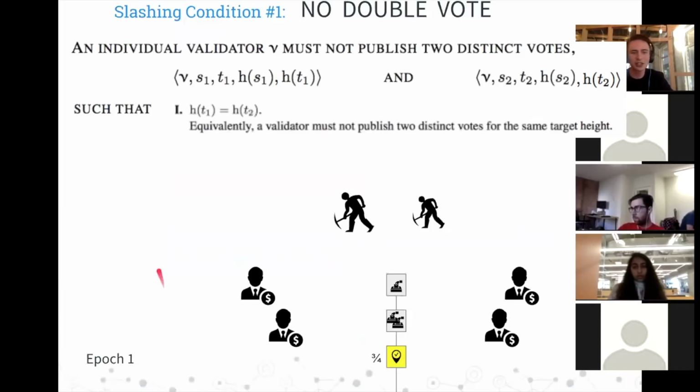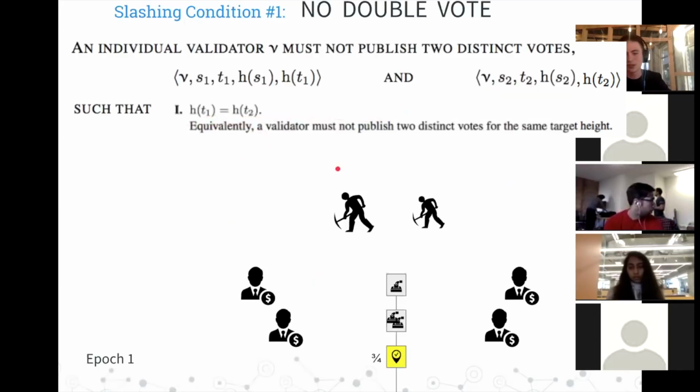So, no double vote. This is our first slashing condition. This is kind of copied straight from the paper. Basically, it just means that 2 votes cannot have the same target height or target epoch. I've been using target epoch; in the paper, it uses target height. I apologize for confusing the terminology. It's just, I like using the word epoch sometimes.